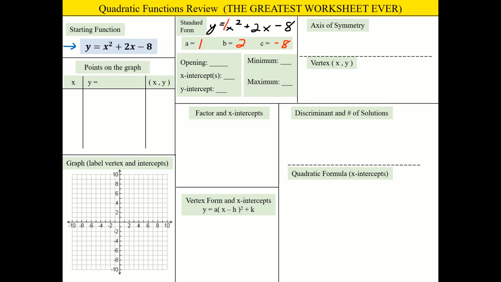Some of these parts here, how it opens, y-intercept, maybe I could fill those in now, or I could wait till later. So if you know the shortcuts, you can fill them in now. If not, I'll show you how we get them later.